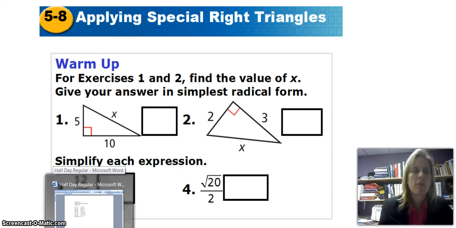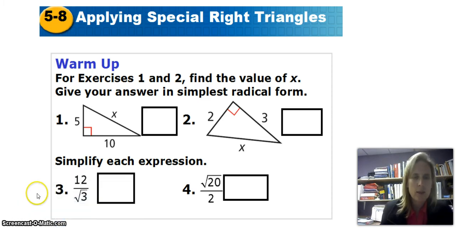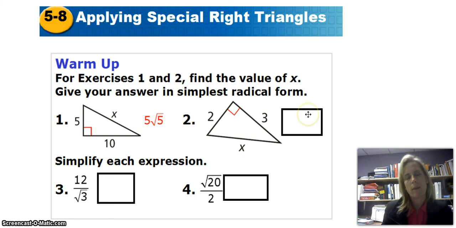Okay, Geometry, Chapter 5, Section 8, Applying Special Right Triangles. Okay, so pause, try this, and come on back. Okay, give your answer in simplest radical form, and your answer should be 5 square root of 5.